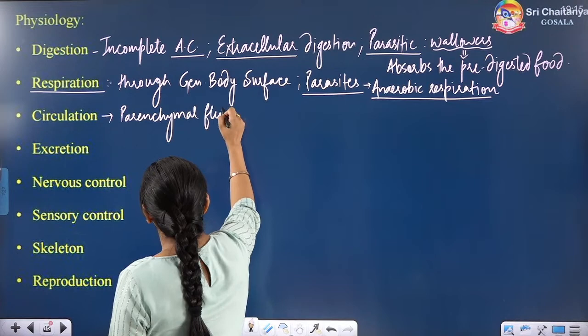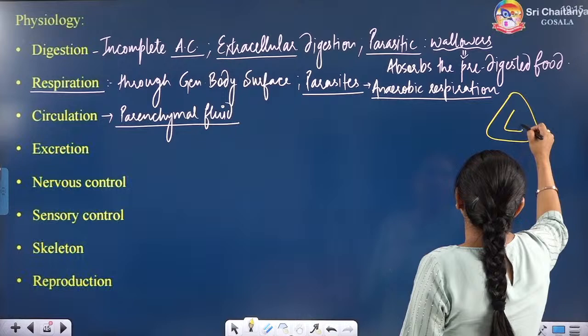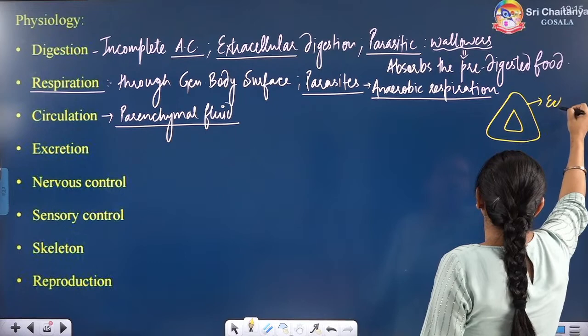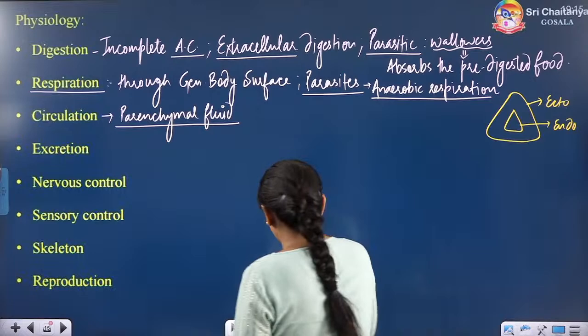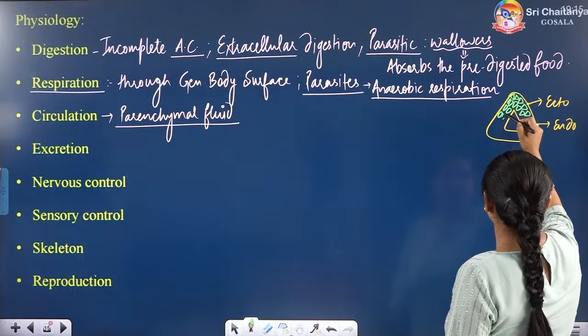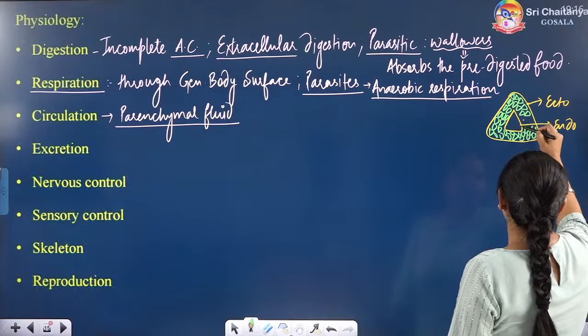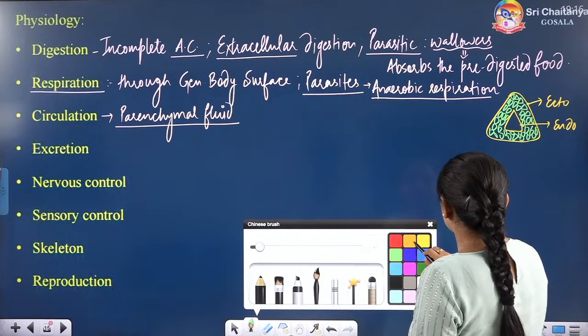Where is this parenchymal fluid present? If we take a cross section like this, this is ectoderm and this is endoderm. In between ectoderm and endoderm there will be some cells like this. These are the mesodermal cells, they are very compactly arranged. So in between these cells there is a fluid, and that fluid is known as parenchymal fluid. In between these cells here I can make the parenchymal fluid.